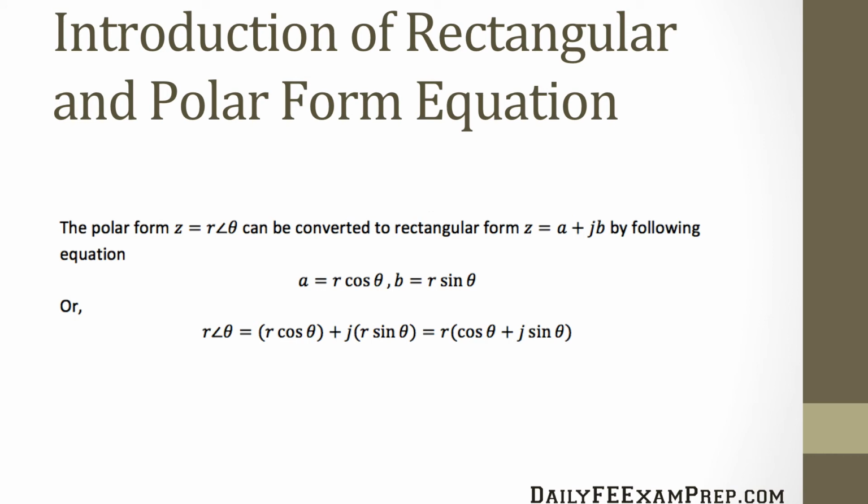Now the polar form z is equal to r angle theta can be converted into rectangular form z is equal to a plus jb by following the equation a is equal to r cosine theta and b is equal to r sine theta, or r angle theta equals r cosine theta plus j r sine theta, which is equal to r times the quantity cosine theta plus j sine theta.